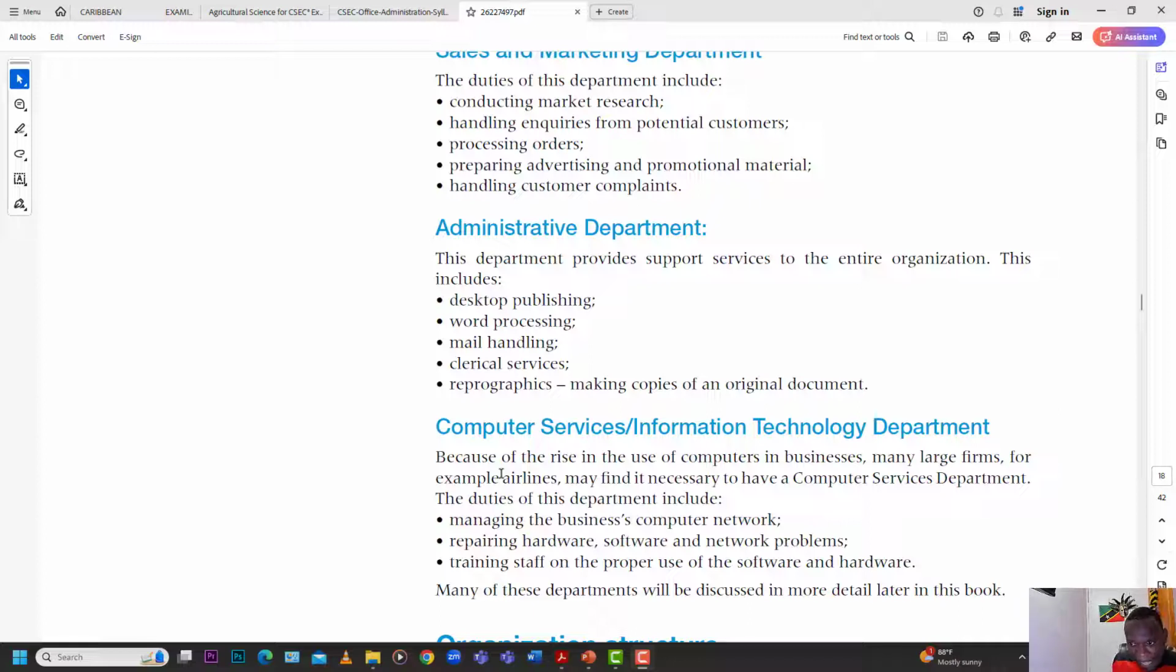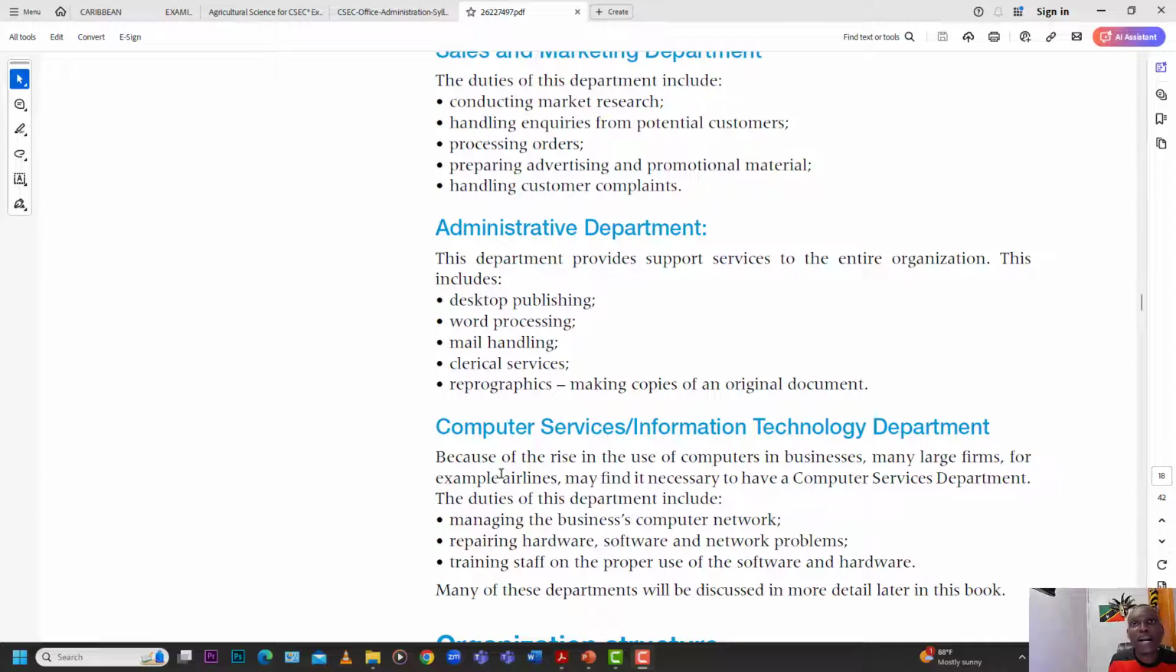Okay, the IT department, or the computer service department. Because of the rise in the use of computers in the business, many large firms, for example, airlines, may find it necessary to have a computer service department. You just call it IT department, right? The duties of this department include managing the business computer network, repairing hardware, software, and network problems, training staff on the proper use of software and hardware. Many of these departments will be discussed in more detail later in this book. So of course, IT is a big part of any department now.